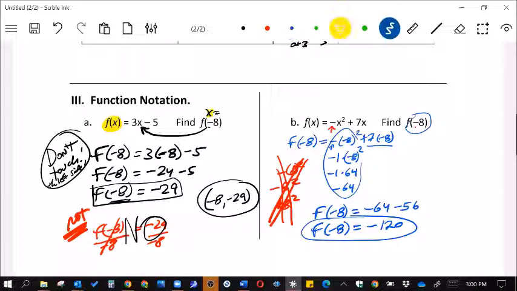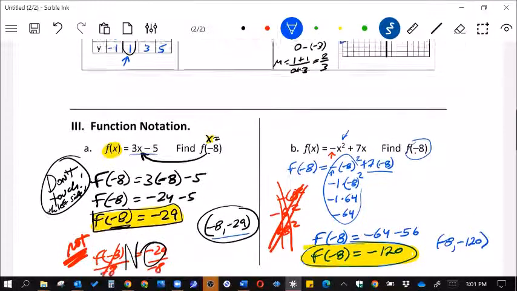Okay, so good. And we could make this a point on the graph, that when X is negative 8, we get the Y value of negative 120. And this is a parabola, so however it graphs, it's going to hit that point, negative 8 and negative 120. This one over here is not a parabola, it's a straight line, but it's still going to go through the point negative 8, negative 29.